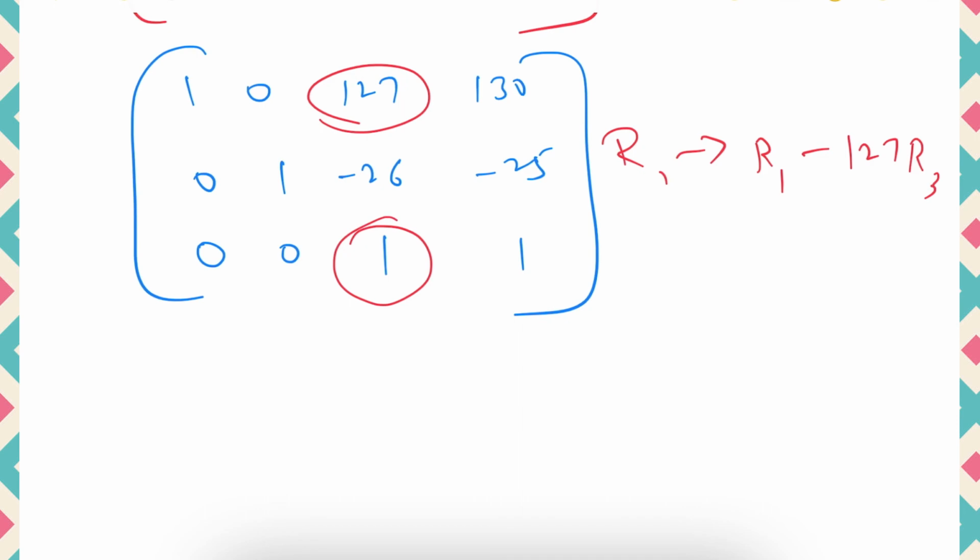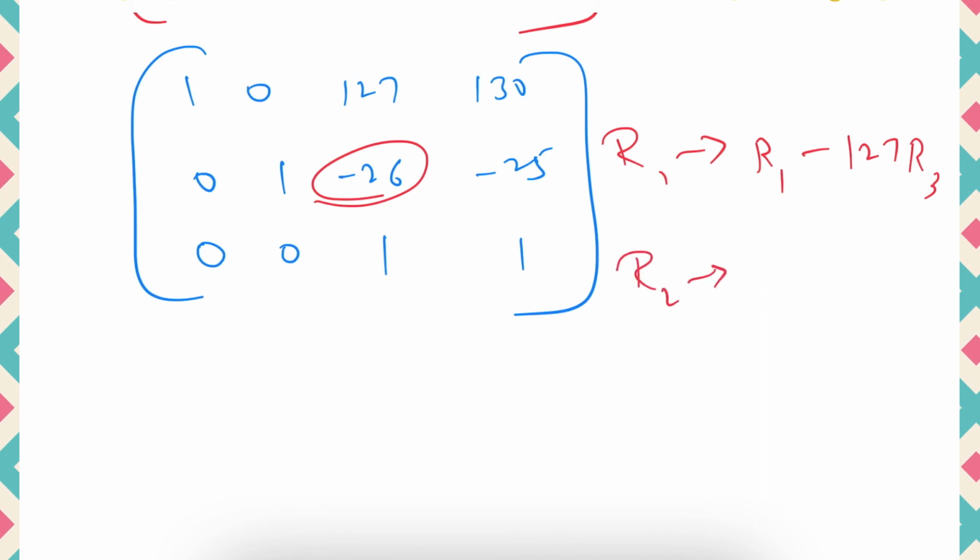Next here also I want 0, right? So for that what I will do is row 2 I will change to row 2, already minus is there, so it will become plus 26 times R3. Okay, done. Let us simplify this now.